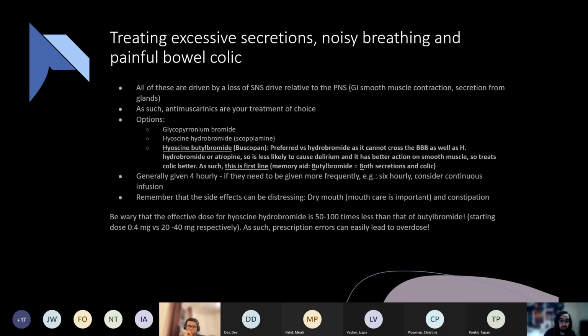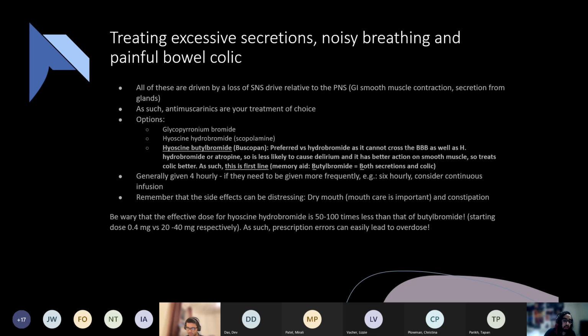Everything on this side is driven by the sympathetic nervous system, which appears to go before the parasympathetic as a person is dying or getting older. So you get your postural hypotension. You also get older people getting more colicky. The constipation side of things would work against the parasympathetic. That's usually to do with medications they're taking. So, antimuscarinics, like you said, are the treatment of choice.